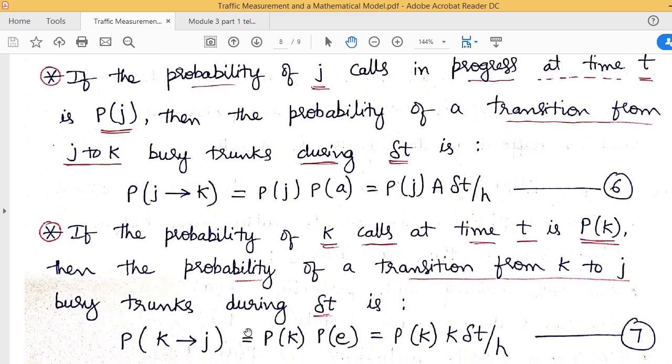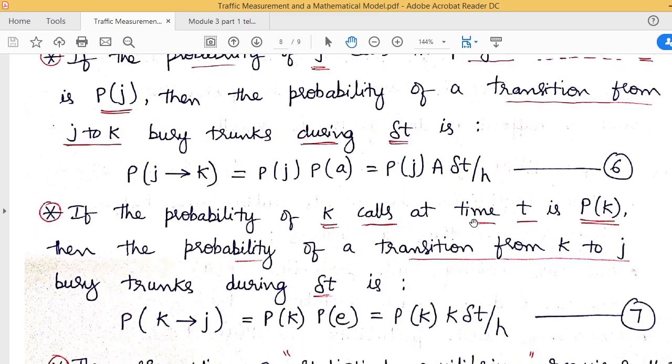Similarly, if the probability of K calls at time T is P of K, then the probability of a transition from K to J busy trunks during delta T will be equal to P of K to J, that is equal to P of K into P of E. This will be equal to P of K into K times delta T by H.